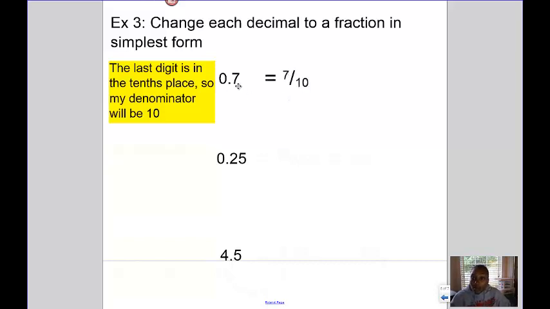And if you actually say this number out loud, you can actually hear the fraction. If I were to read this, I would read it as 7/10. And so here I have 7/10. And then 7/10 is in its simplest form, so I can leave that.